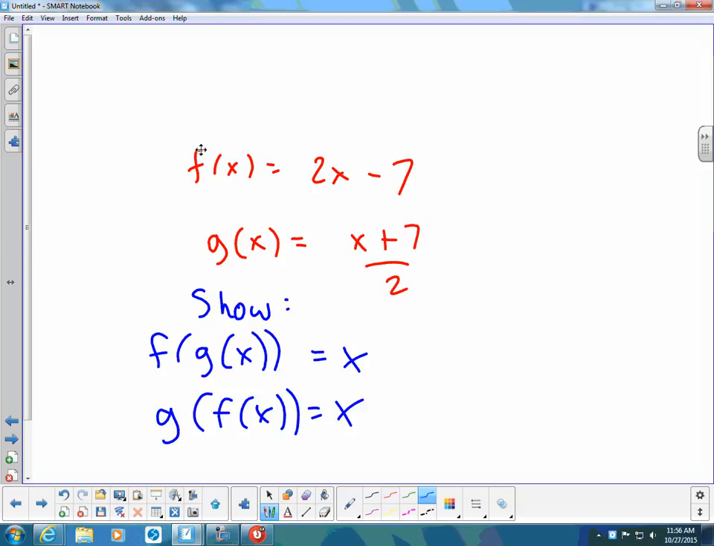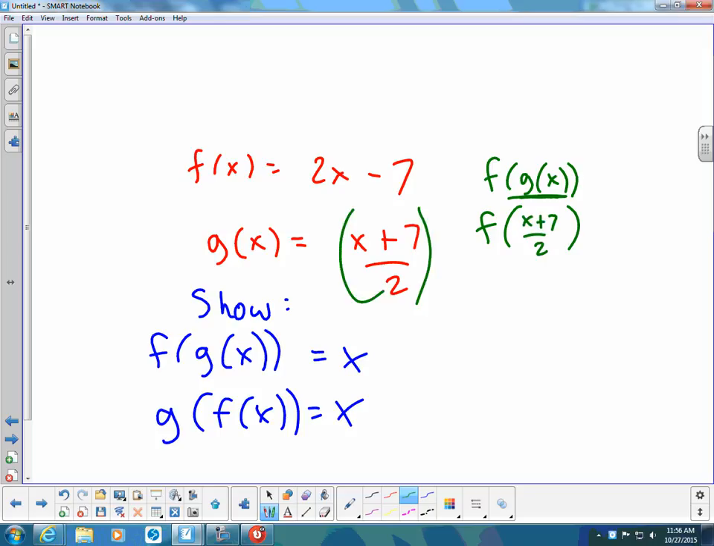So let's try that. If I'm trying f of g of x, that means I really want f of my g function, which is x plus 7 over 2. So I'm going to put the x plus 7 over 2 wherever I see an x in the f function. So I'm going to have 2 times x plus 7 over 2 minus 7. Does this look okay? At this point, I'm going to show how I can simplify, and what I don't want you to do is say, oh, the 2's divide out, the 7, okay, equals x. If I saw that on a paper, I would have to take off points, because I need to know in what order this happens.